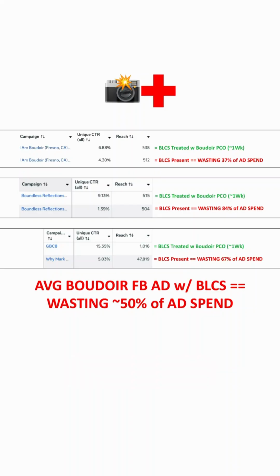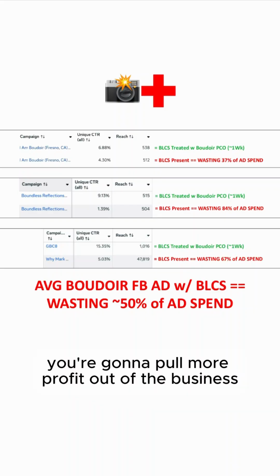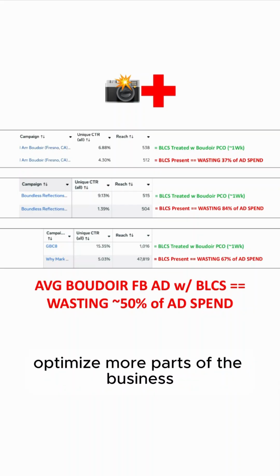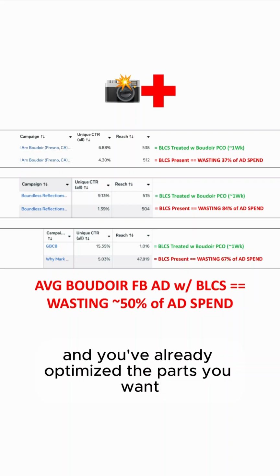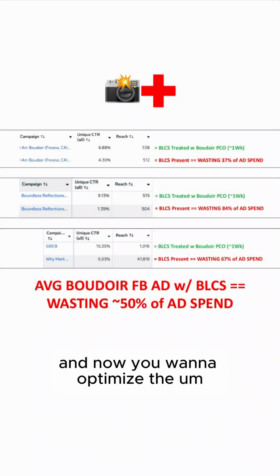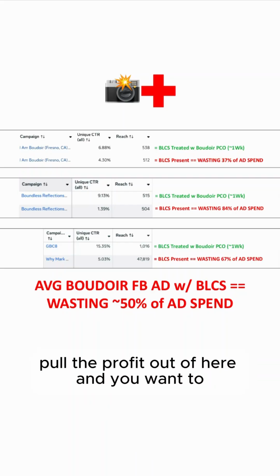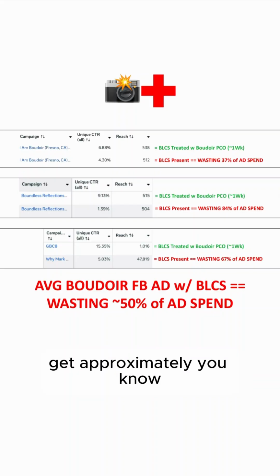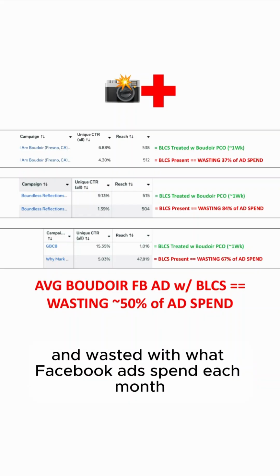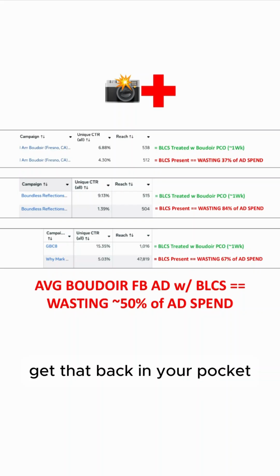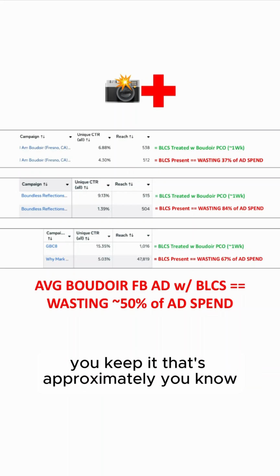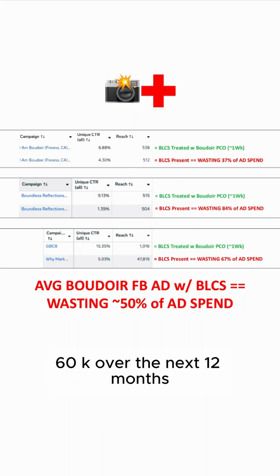And you're seeing inflation keep raging around us. And you decide you're going to pull more profit out of the business, optimize more parts of the business, and you've already optimized the parts you want, and now you want to optimize your Boudoir Facebook ad part of the business. Optimize this, plug the leaks, pull the profit out of here, and you want to eliminate approximately 5K in wasted Boudoir Facebook ad spend each month. Get that back in your pocket so you no longer have to spend it, you keep it. That's approximately 60K over the next 12 months.